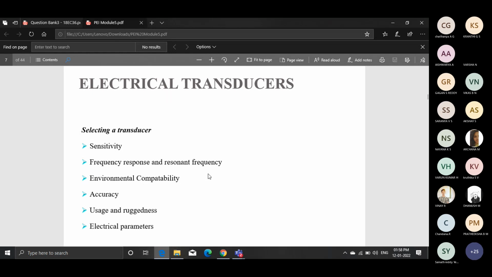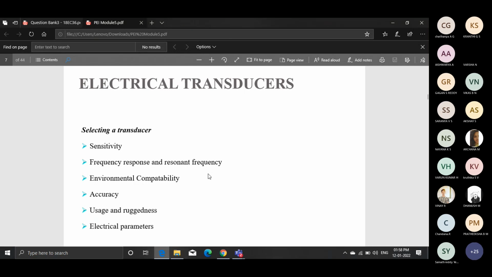Sensitivity is one of the parameters we need to check for selecting the transducer. Frequency response and resonant frequency: what is the frequency we are operating? How much frequency do we need to operate? What is the range of the frequency? That is one of the parameters we need to check before selecting the transducer.